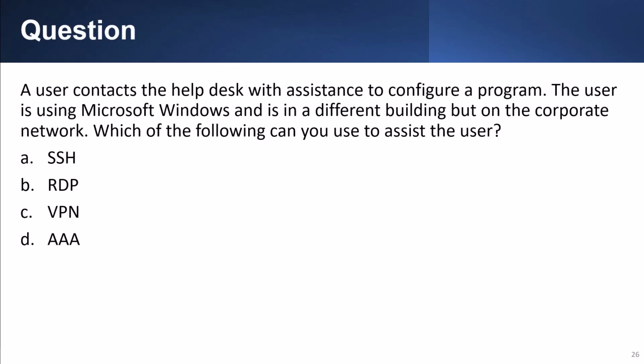Question: a user contacts the help desk for assistance to configure a program. The user is using Microsoft Windows, is in a different building, but on the corporate network. Which of the following can you use to assist the user? Answer: RDP.